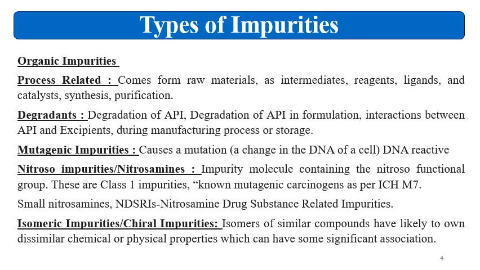Then coming to the isomeric impurities or chiral impurities. See, some of the APIs are synthesized as a racemic mixture or as isomeric forms, or an isomer of the main compound. So isomers of a similar compound are likely to have dissimilar chemical or physical properties, and these similar or dissimilar physical and chemical properties can have some significant impact, and this impact might be on the therapeutic side or from the degradation side.